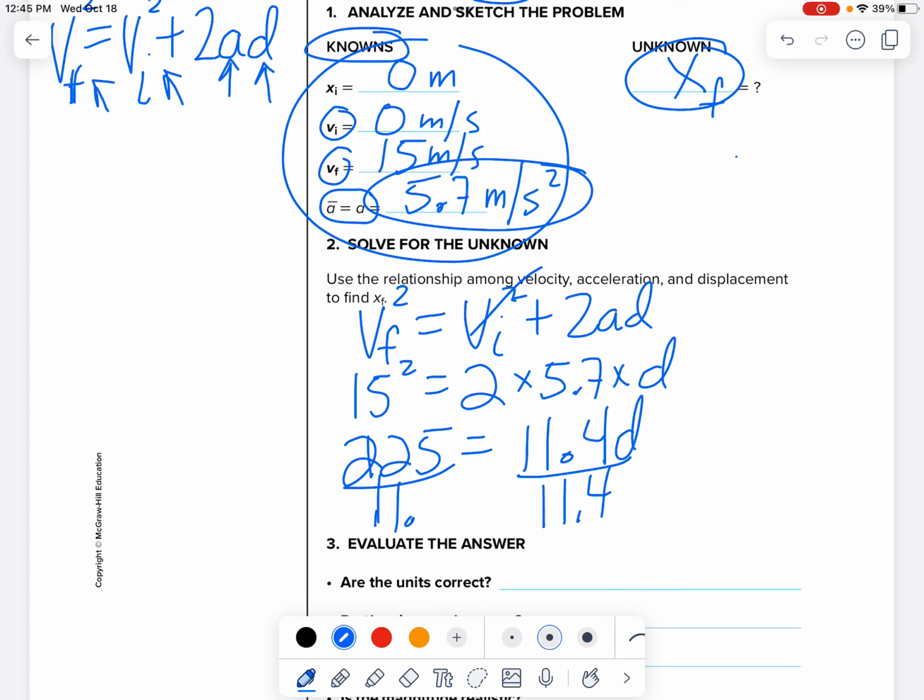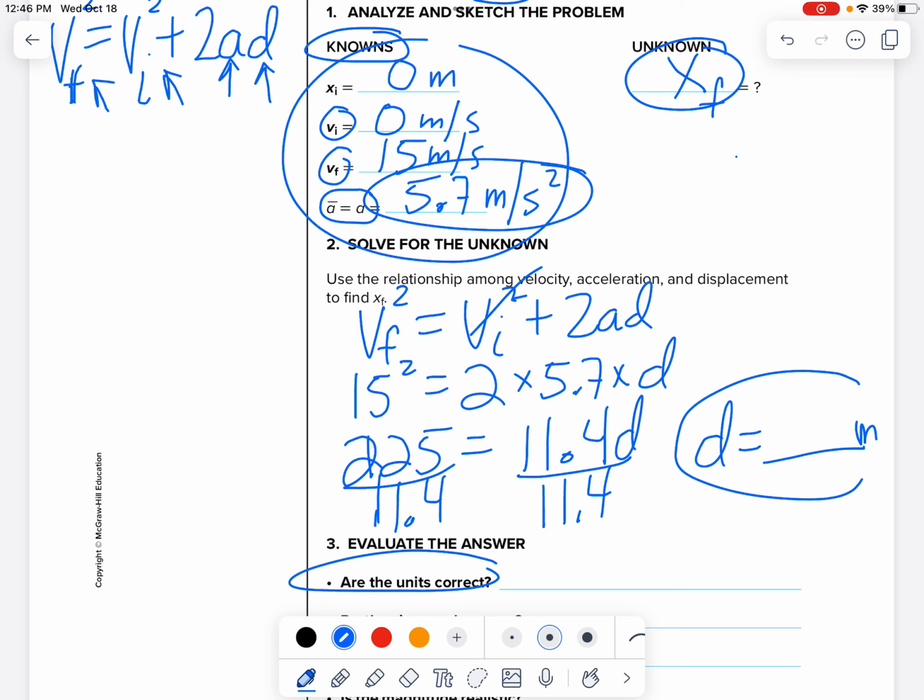You can do that on your calculator, and when you do, you will have the distance equals whatever that number is, and distance is going to be in meters, because they gave us the velocity in meters per second and acceleration in meters per second squared. Okay, you can do that. Don't forget the units.